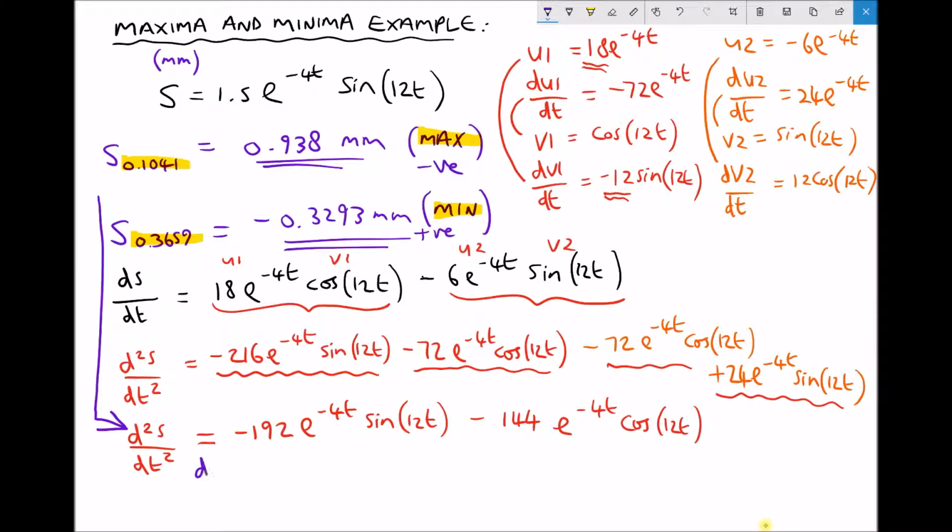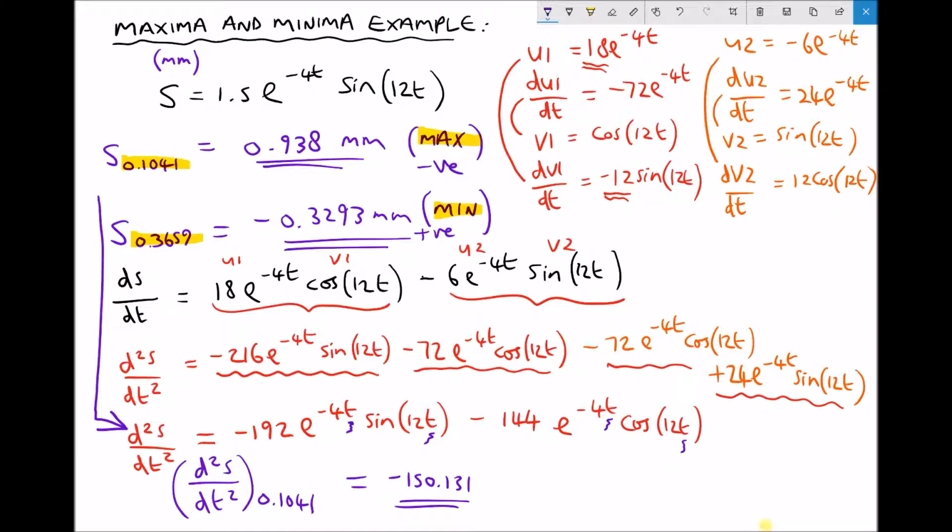Okay, we have d squared s by dt squared when t equals 0.1041. And when we input that value of t into the function above, so inputting the value of t here, here, here, and here, we get a value of the function equal to minus 150.131. Which is clearly negative, so we've proved that we have a maximum when t equals 0.1041.